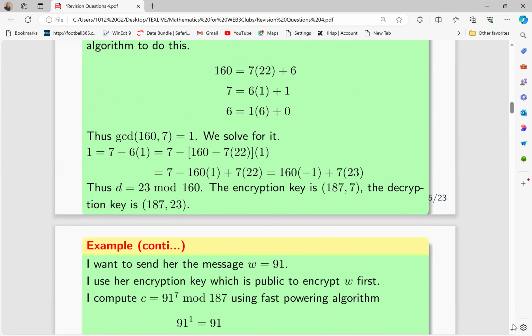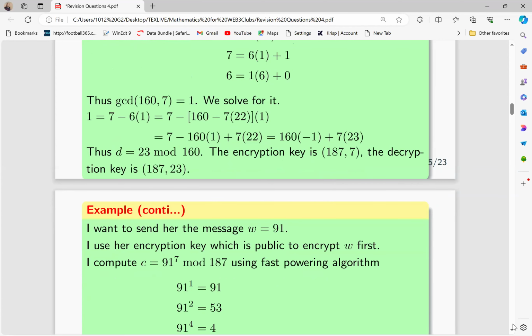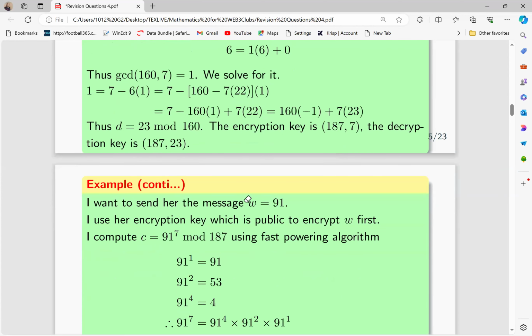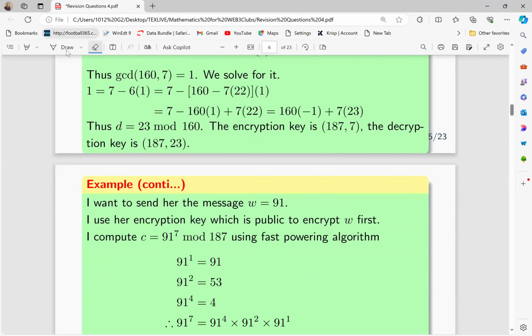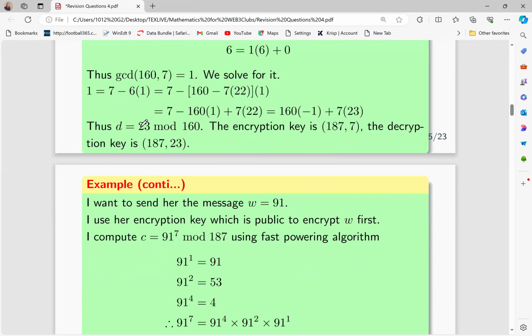Let's now suppose that we want to send her a message, 91. 91 is the message you want to send to her. What we have to do, therefore, is go to the public place where she publicized the key. We retrieve the E and the M. Then, because this is our message, take this 91 and raise it to E mod M. M is public and E is public.